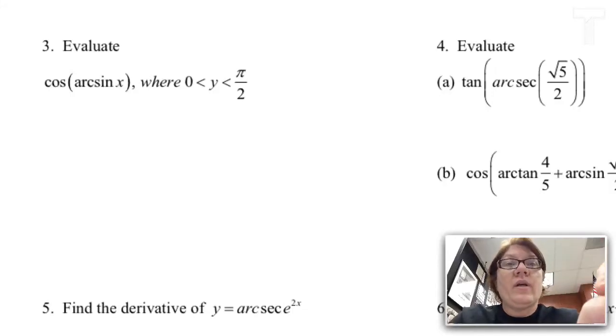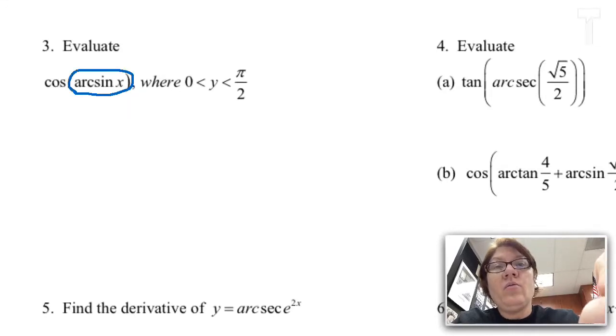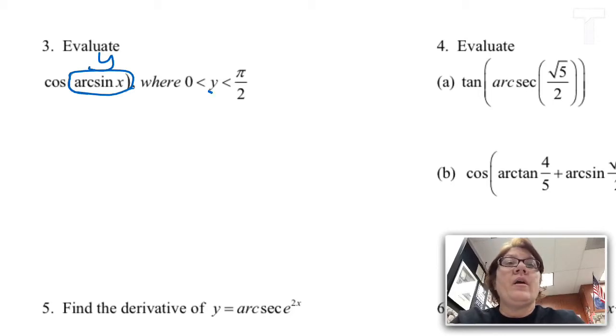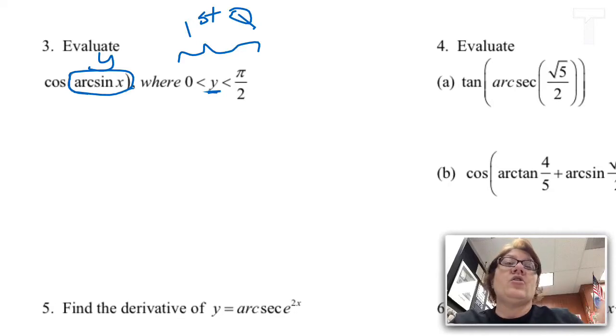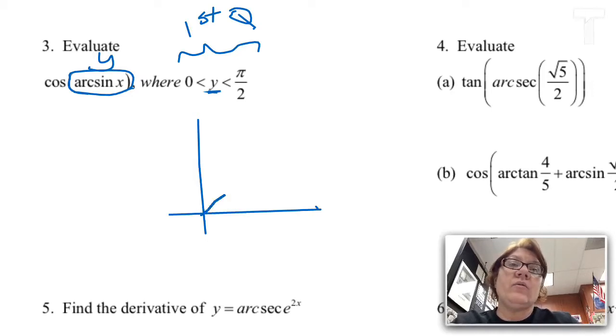So on this next one, I'm trying to find cosine of some angle. I'm going to label this y. And note that my y value has to be somewhere in first quadrant. And so what I do notice is that for this angle y, the sine value is x.